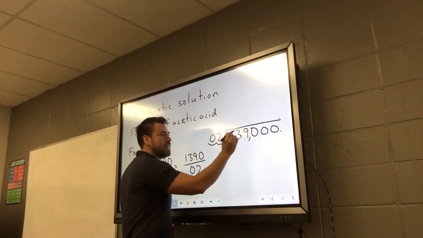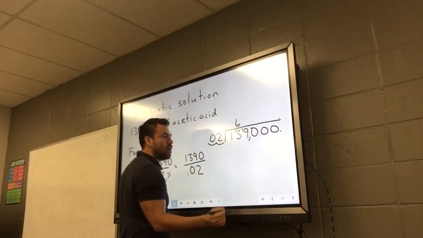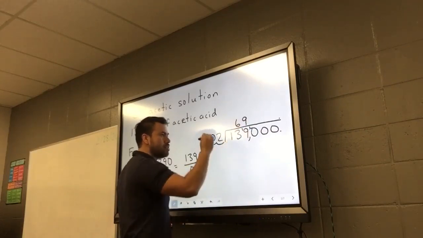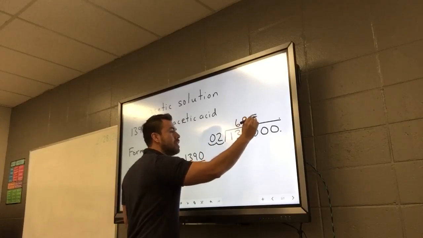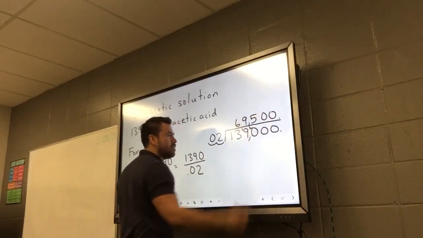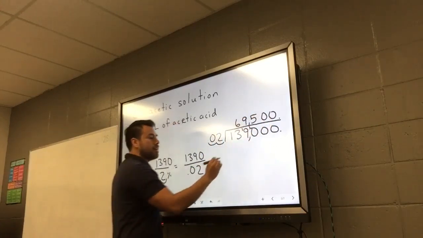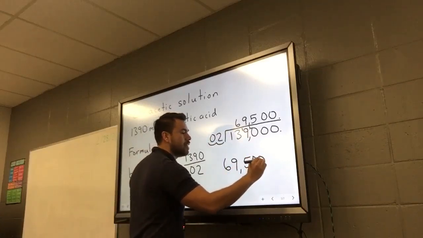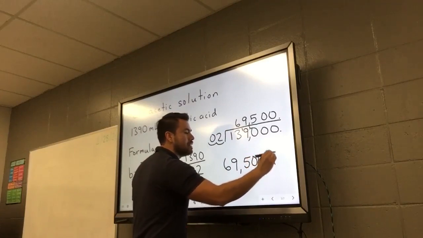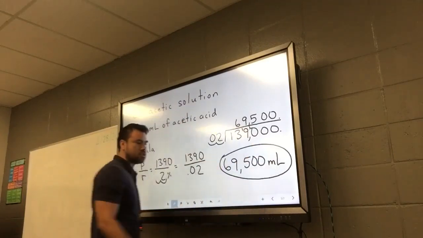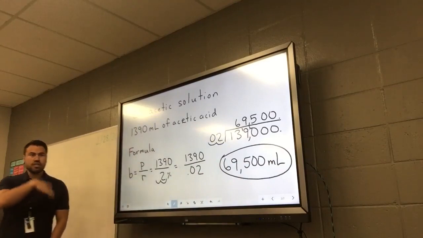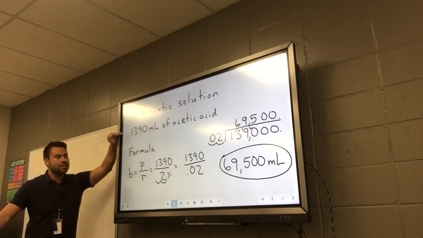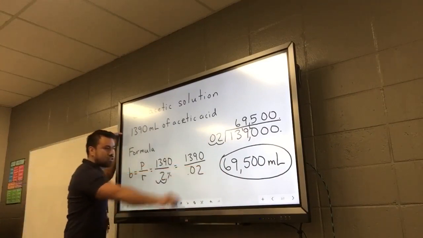All right, I'm going to do short division here. 2 goes into 13, 6 times with the remainder of 1. 2 goes into 19, 9 times with the remainder of 1. 2 goes into 10, 5 times, and then I have 0, 0. So I got to fill in those spots. 69,500 milliliters of solution. So that's how much she's going to use for that semester's course. Using this much acid, she's going to make that much solution.